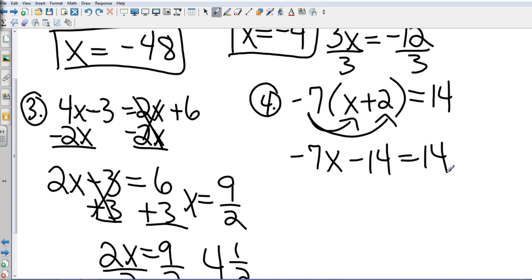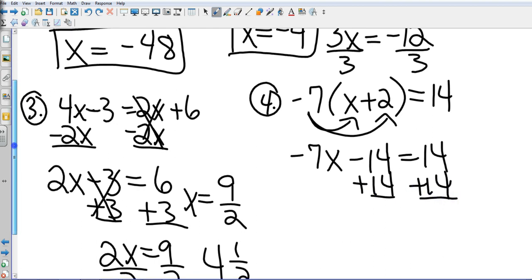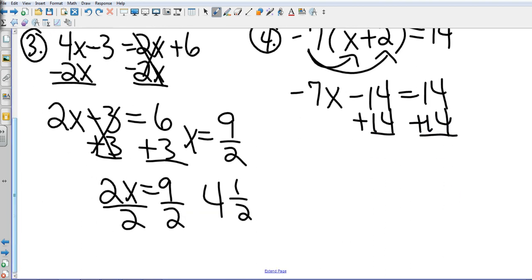Okay. Everything keeps boiling down to a multi-step equation. Everything is, it all goes together. What do I do with the minus 14? Add to both sides. So that gives me negative 7x equals 28.